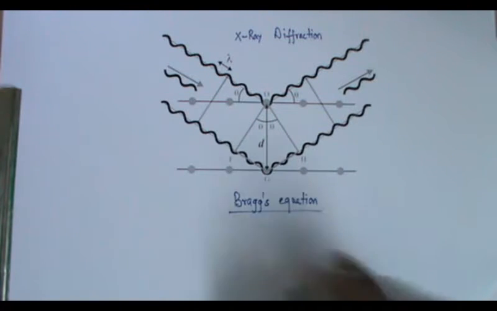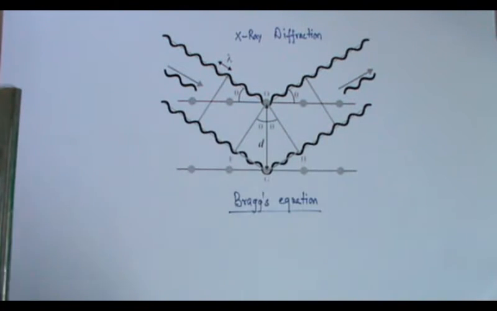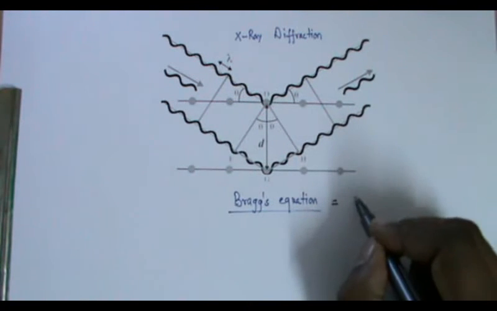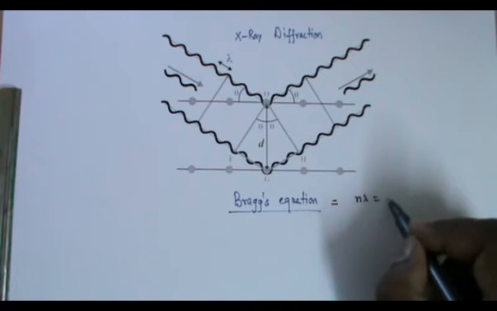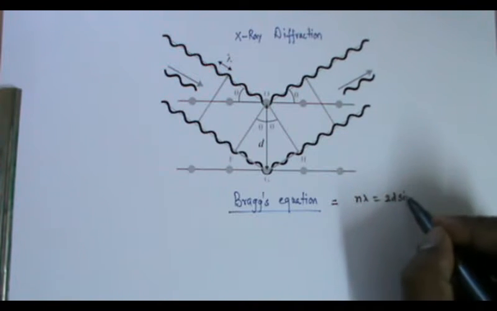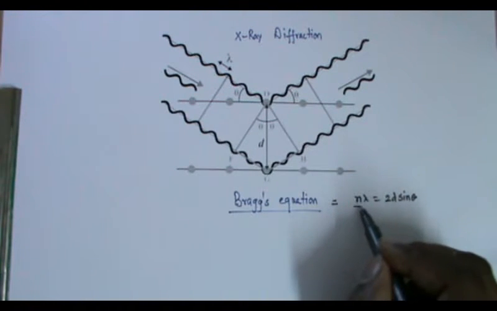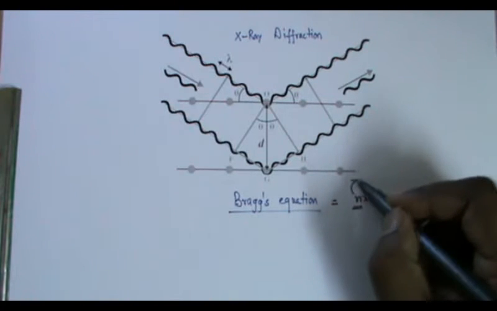In this video, we are going to learn about Bragg's equation. What is this? It is nothing but n lambda is equal to 2d sine theta. Very simple formula, you can easily remember this. What is n? Generally, it is nothing but order.